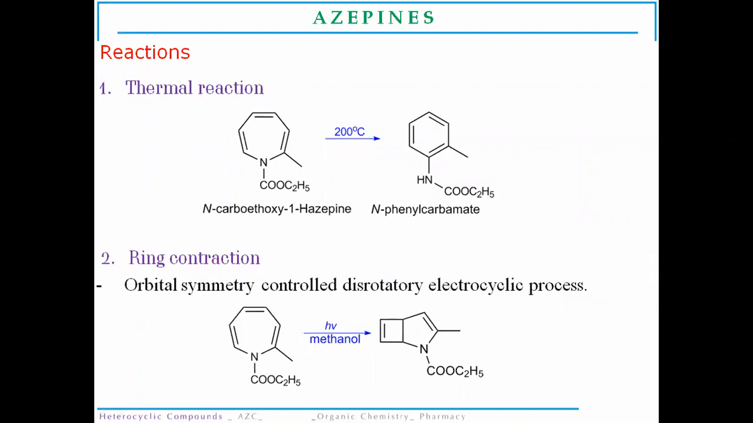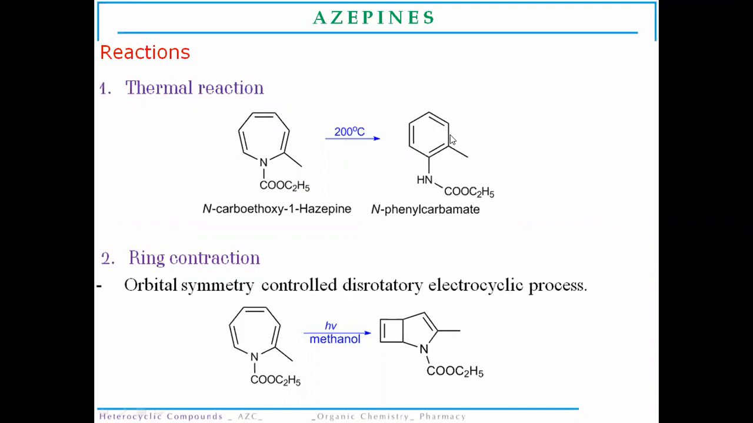Now we are moving towards the reactions of the azepine molecule. Azepines and their derivatives give very interesting chemical reactions, of which the first is the thermal reaction. If we heat this N-carboethoxy 1H-azepine, it will result in aromatization. As it is anti-aromatic or categorized as non-aromatic, after heating it is converted into an aromatic compound, that is N-phenyl carbamate. Similarly, heating the 2-methyl N-carboethoxy derivative at more than 200 degrees centigrade also gives an N-phenyl carbamate, which is aromatic in nature.